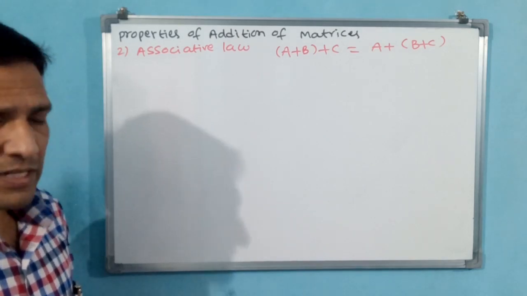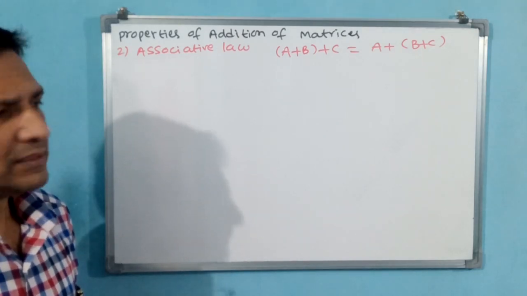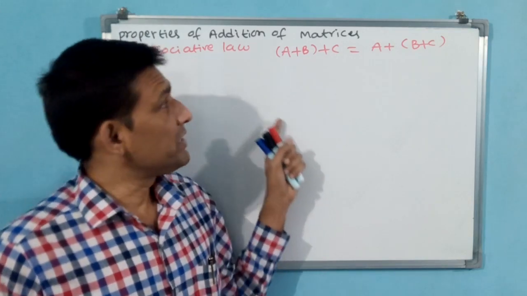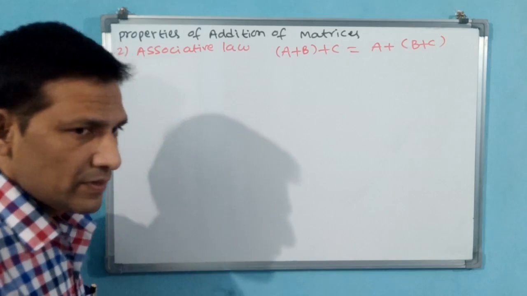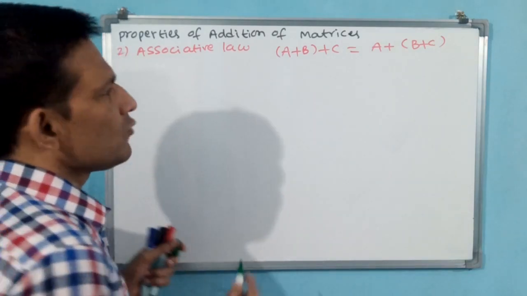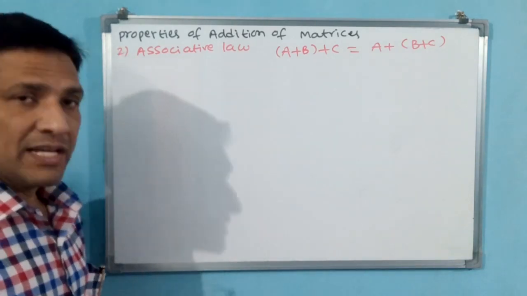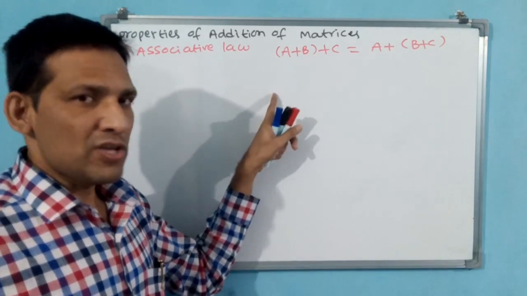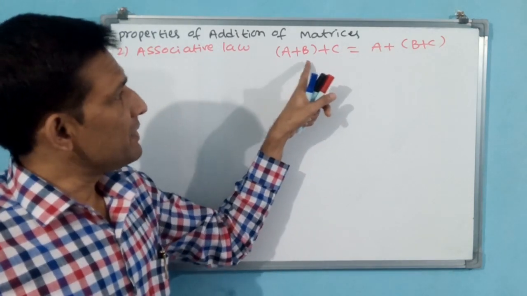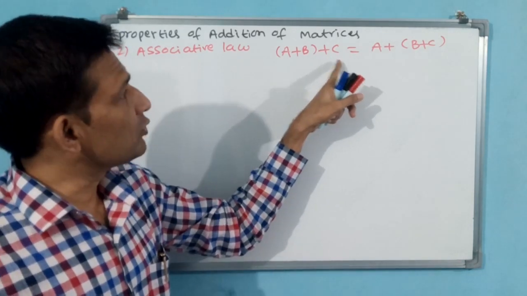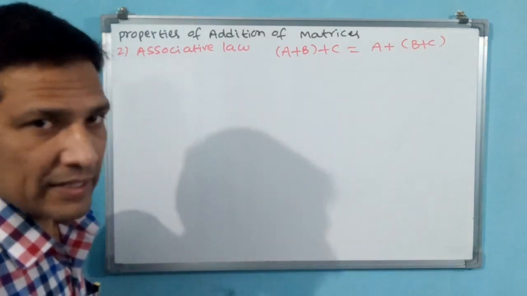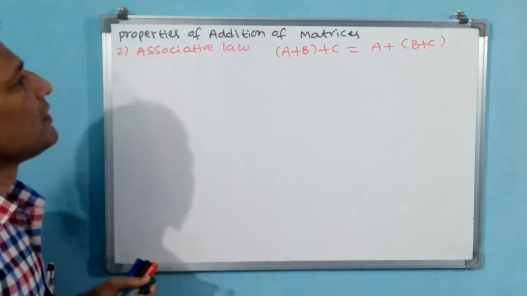Let us take three matrices, 2 by 2. See, for making a plus b, a and b should be the same order. But for making a plus b plus c, automatically c also should be the same order. Then only it is possible, or else not possible. Okay.